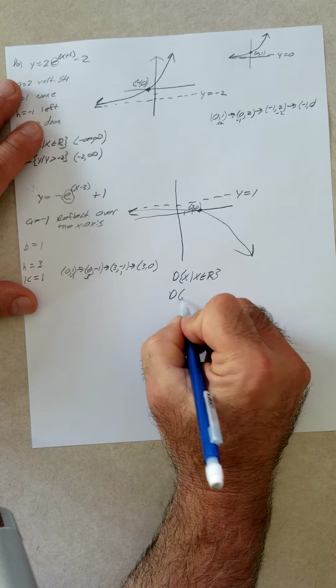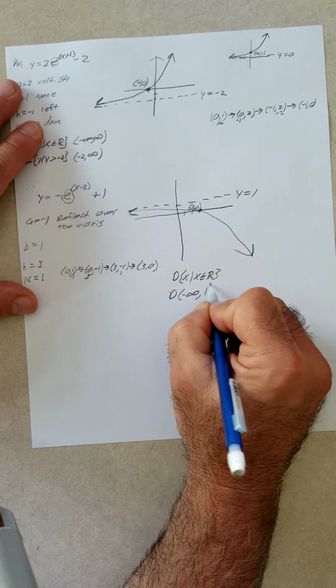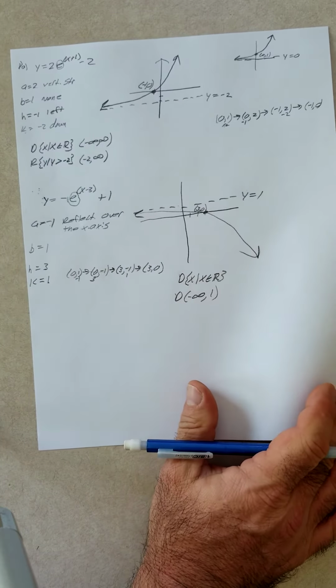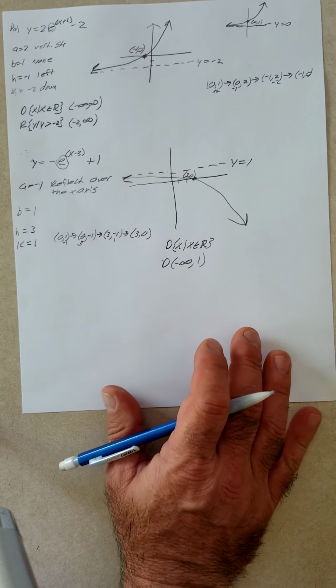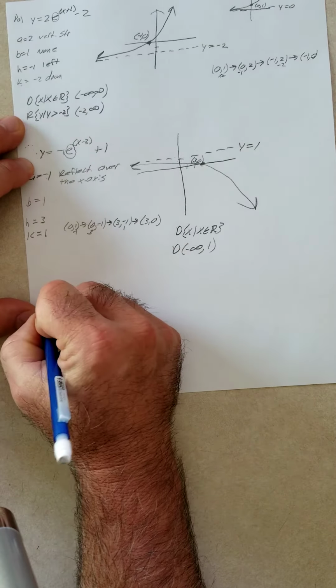And my range, I'm going to go from negative infinity up to 1. All right, the next problem I was asked to do is number 4. Number 4 is a bacteria problem. You have the problems in front of you.